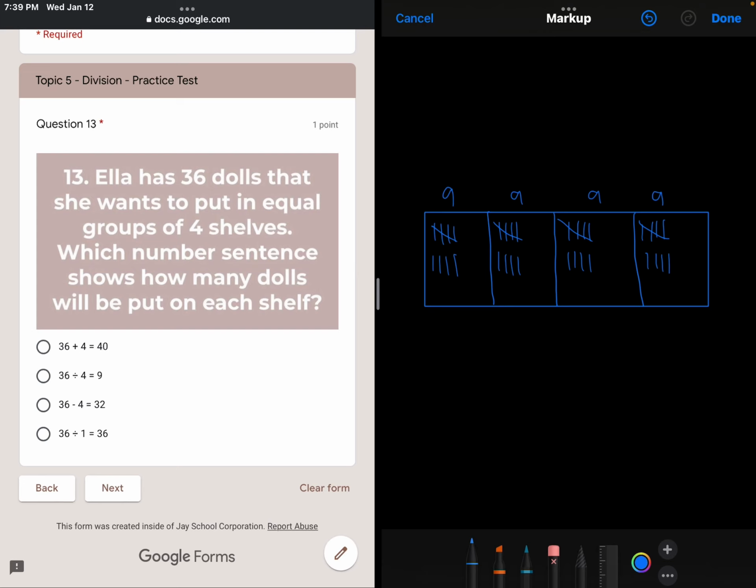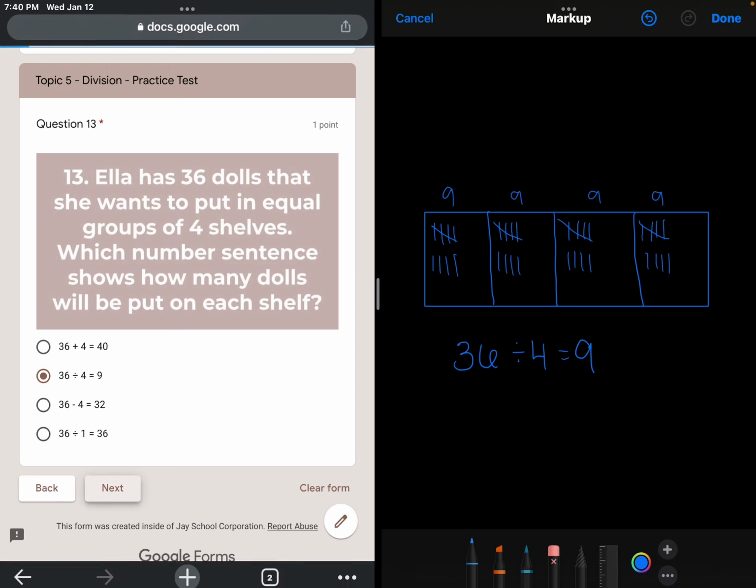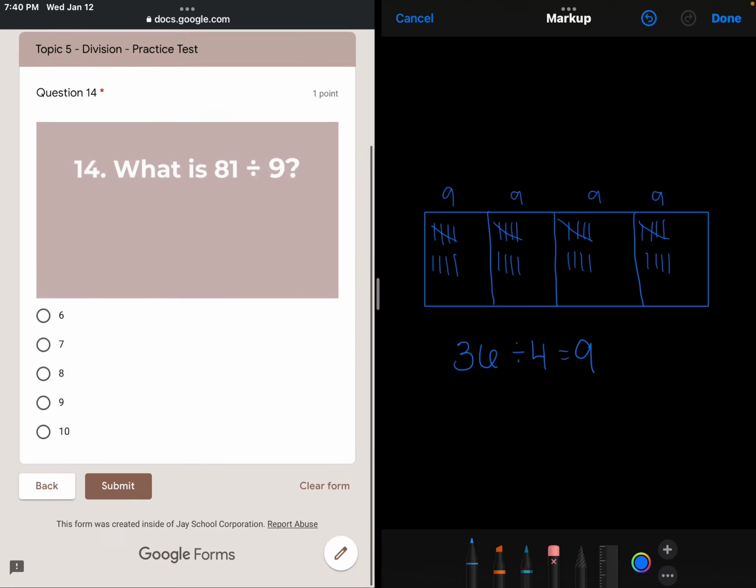My question says, which number sentence shows how many dolls will be put on each shelf? Well, I took that 36 and I divided it by what? 4. And what did I get? 9. 36 divided by 4 equals 9. I found it by working it out and I found it on here to match. Okay, 36 divided by 4 equals 9. And I'm good to go. Last one.